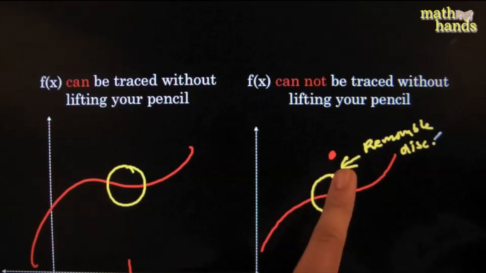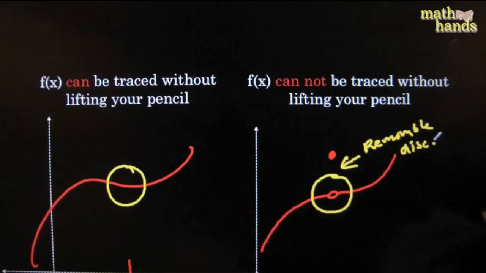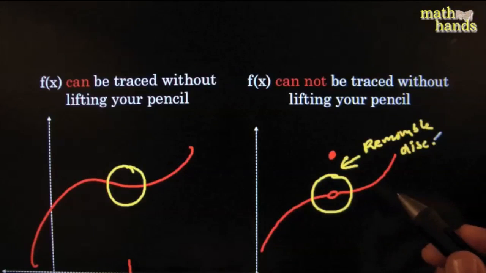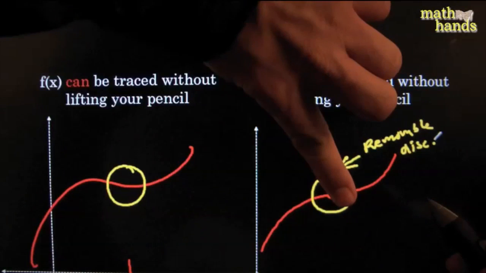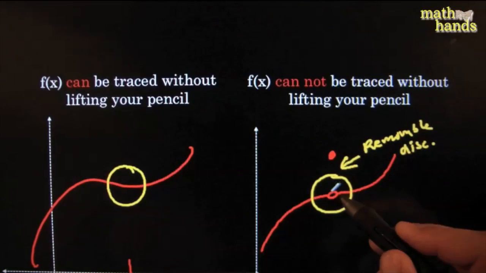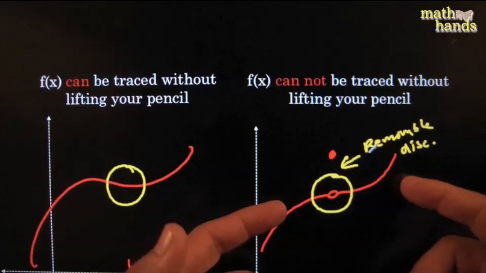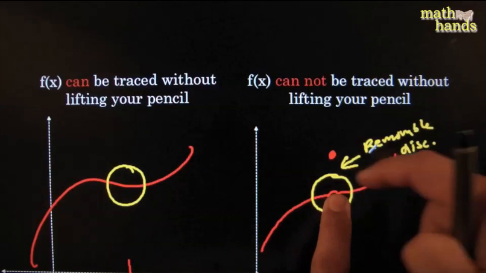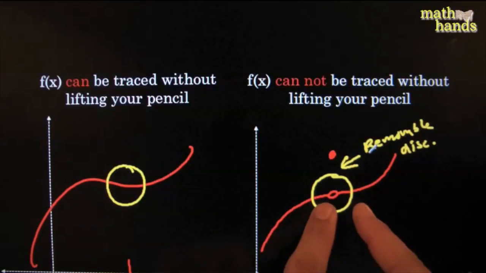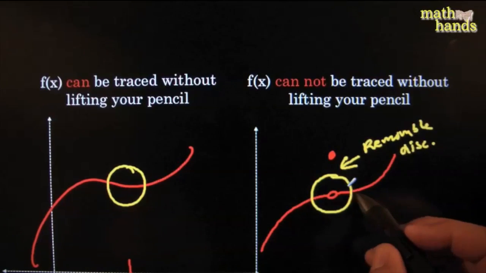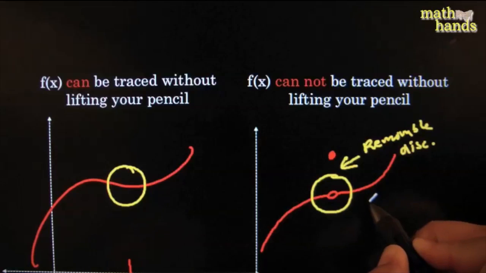The graph could look like that where it has a hole, or it could look like that where it has a hole and the function is still defined but not defined on that point. And so something like this you cannot trace without lifting your pencil. That's one of the criteria. If you want to be continuous, you should be able to trace it without lifting your pencil. And in fact, this type of discontinuity has a famous name.